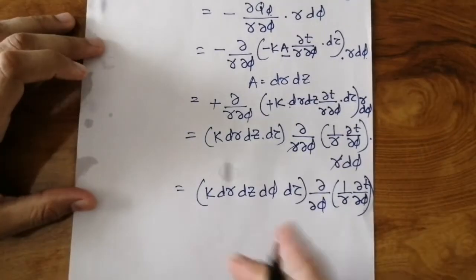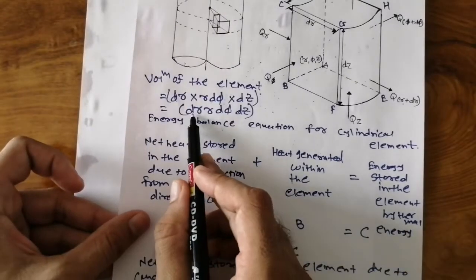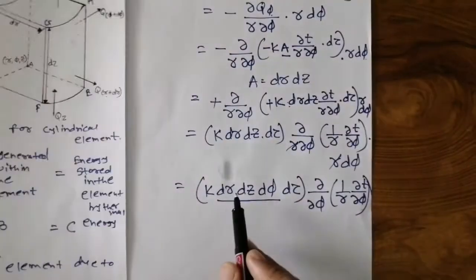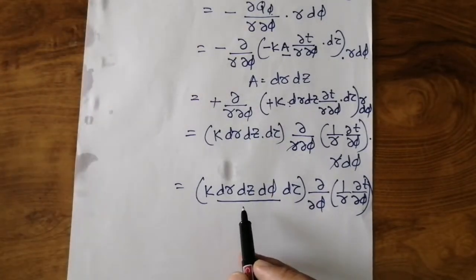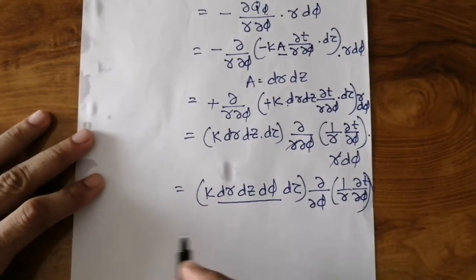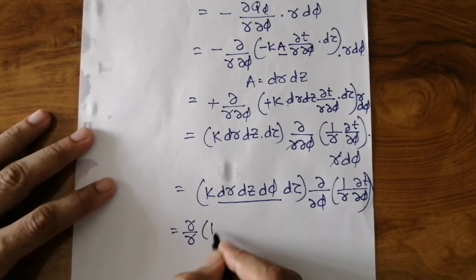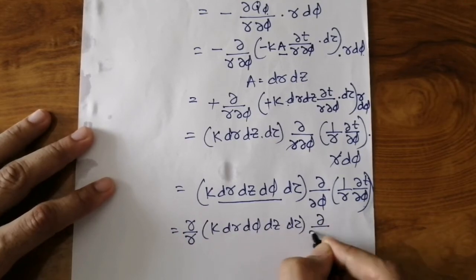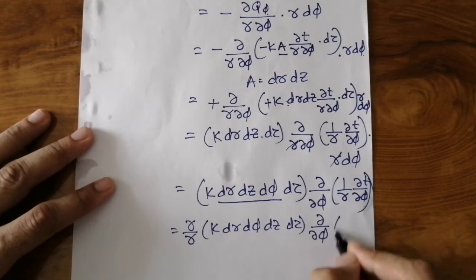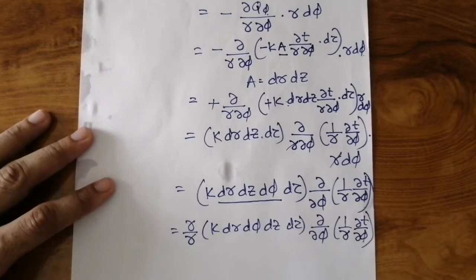Similarly, we require the volume here. How will it be considered? What is our volume? Our volume is dr r d5 dz. So we require dr r d5 dz here. r is not present here, so we multiply and divide with r. So we consider r by r, multiply and divide: k dr d5 dz d tau, and outside the bracket d by d5, 1 upon r del T by del 5.